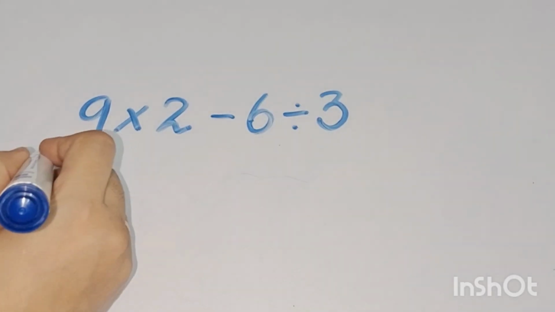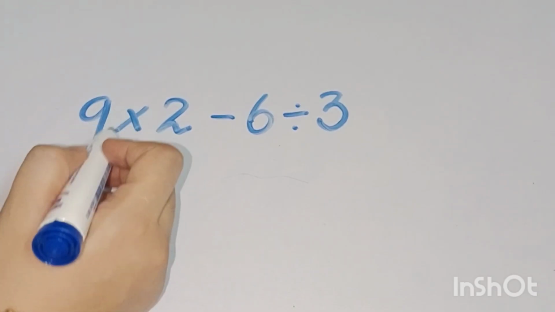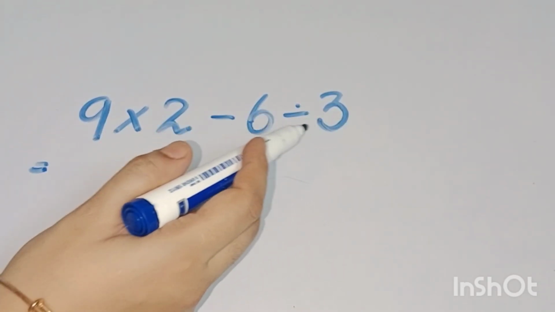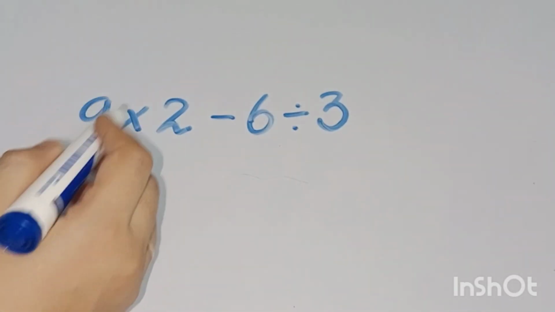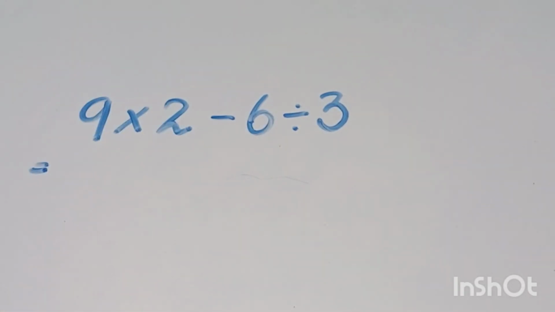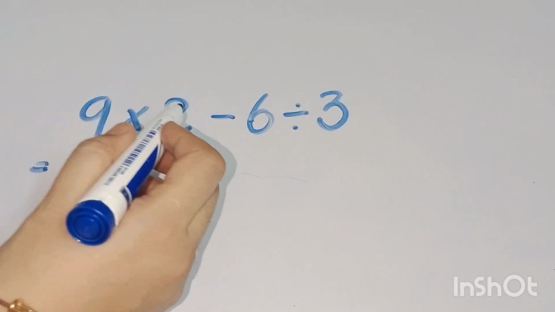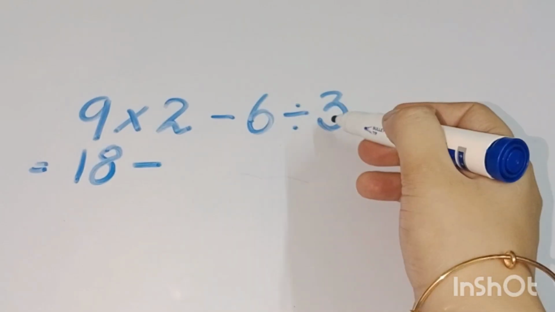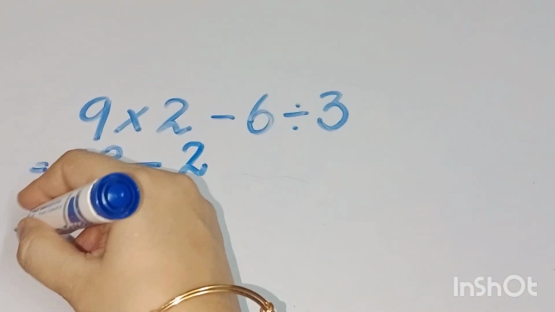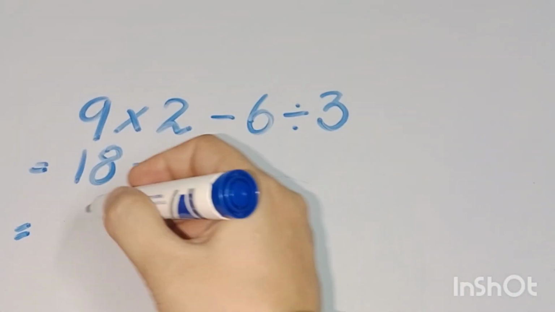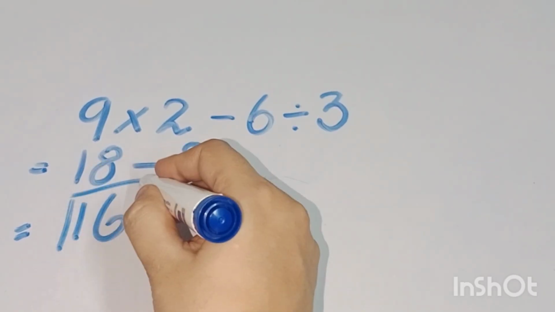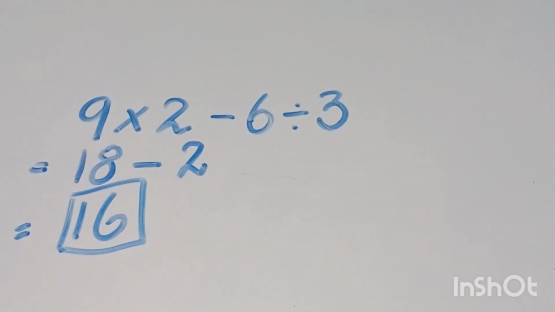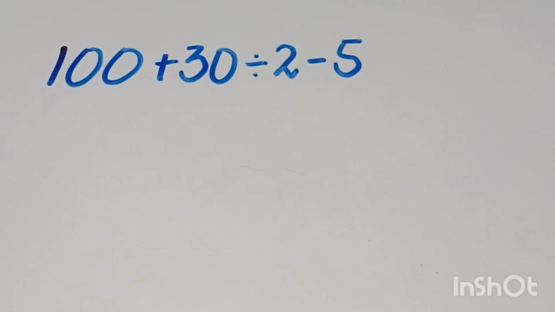Now I am giving you live proof of this puzzle. Here we will multiply these two numbers, and we will divide these two numbers, and subtract the both results. Here we have 9 times 2 equals 18 minus 6 divided by 3 equals 2. Simple subtraction here. 18 minus 2 equals 16. So the answer of this very interesting math puzzle here is 16. Now shifting to my next puzzle.